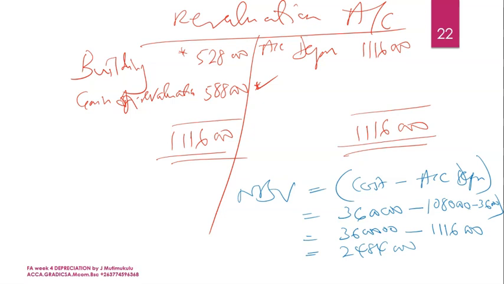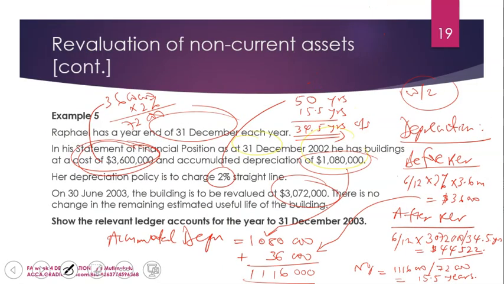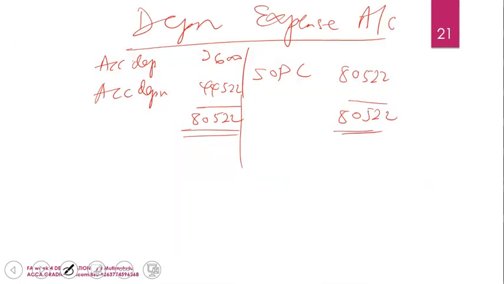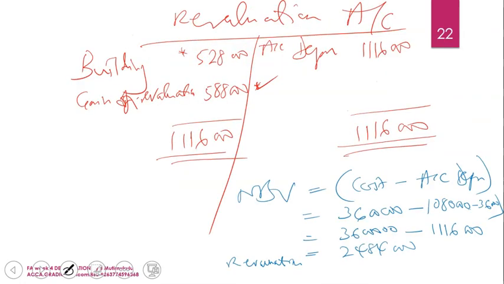But this building was now revalued. According to the question, the building was revalued to 3.072 million. So the revaluation is 3.072 million.